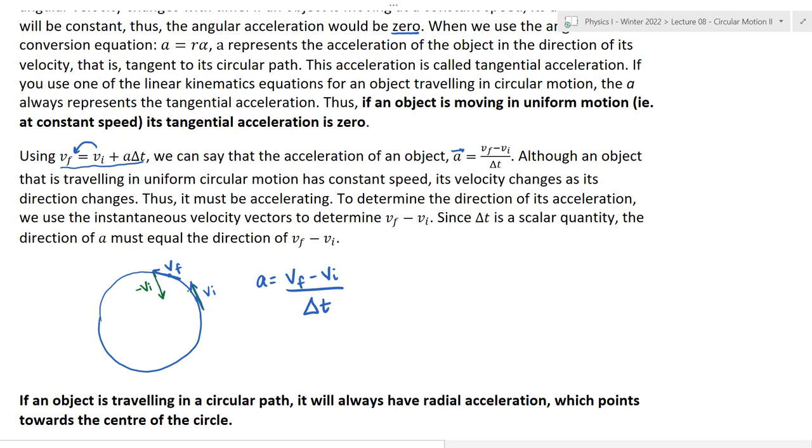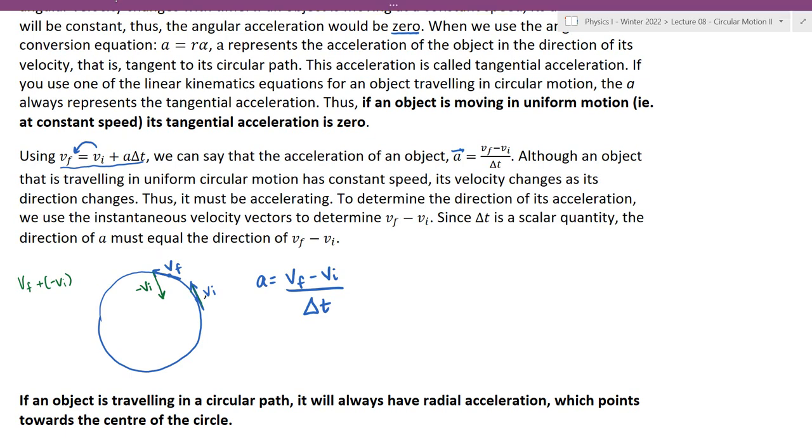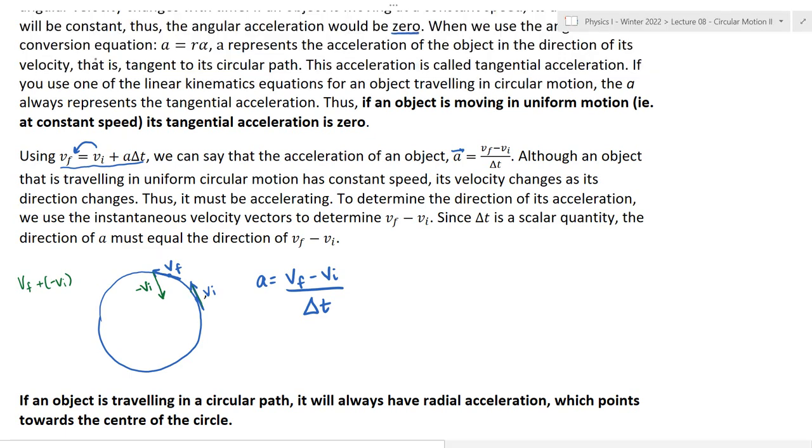And when you're adding vectors, you want to add them tip to tail. So I slid the V initial over so that its tail touches the tip of V final. So I'm doing V final minus V initial, which is the same thing as saying V final plus negative V initial. So I have my first vector, the blue one, V final, plus my negative V initial vector. And what does that give us? A vector that looks like this. So this vector over here is V final minus V initial.